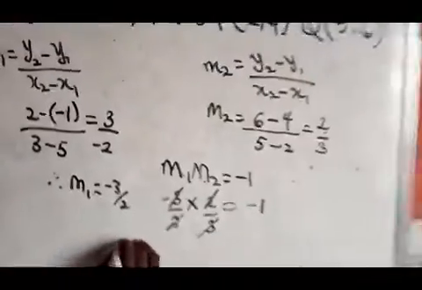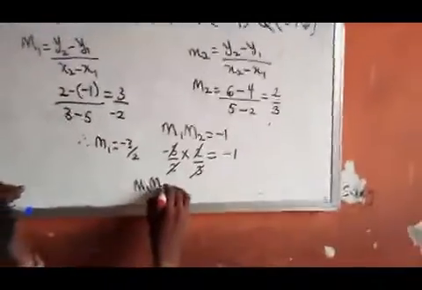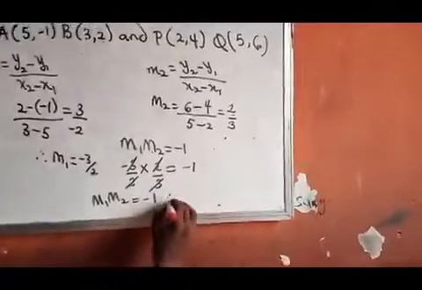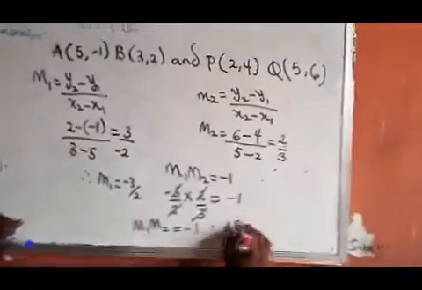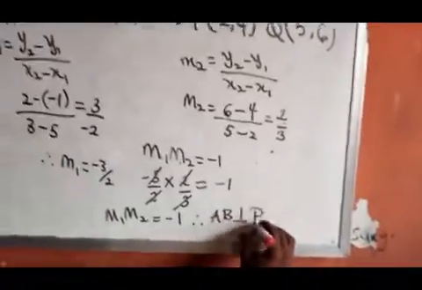So since m1 times m2 is equals to minus 1, therefore AB is perpendicular to what?